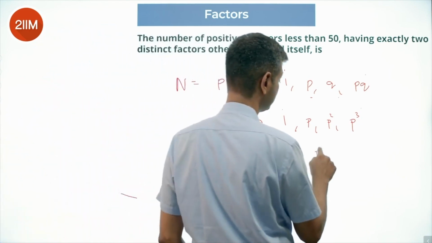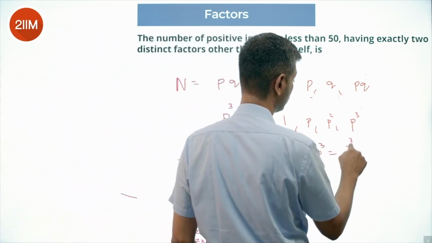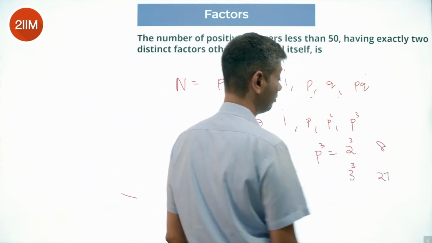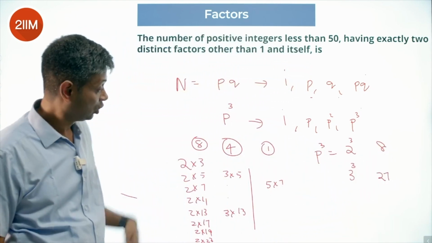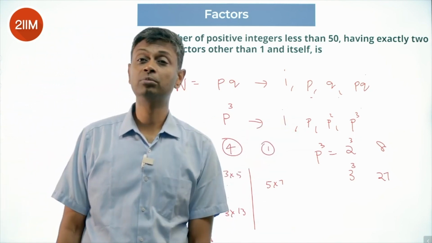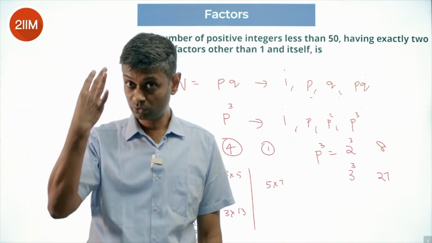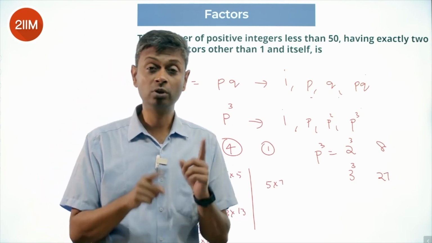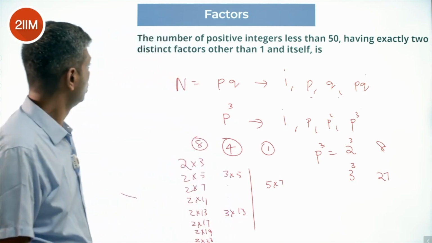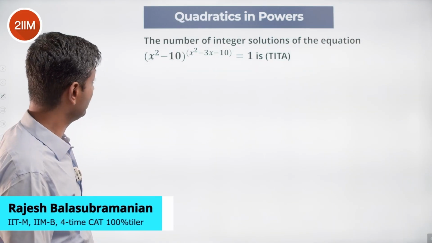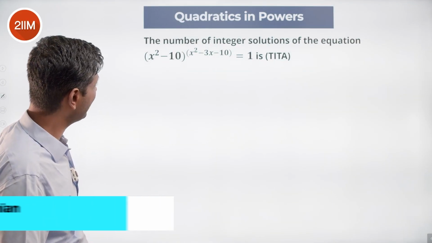p cube could be 2 cube, could be 3 cube. This is 8, this is 27. 5 cube is 125, I don't have to worry about it. So these 13 numbers plus those 2 numbers, 15 numbers totally, will have a total of 4 factors, or 2 distinct factors apart from 1 and itself. Totally 15 numbers.